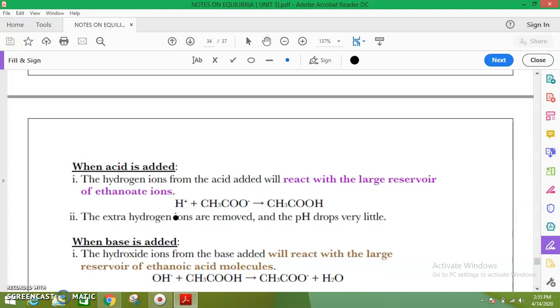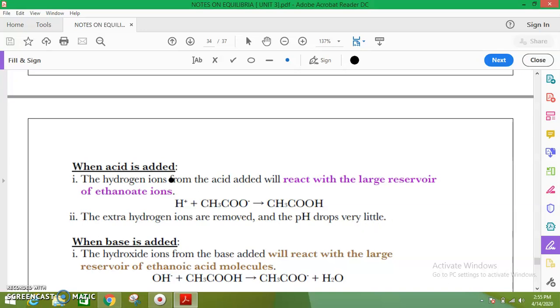What will happen when we add a small amount of acid or a small amount of base to this acidic buffer? What is the change actually? Then we will start the second type of buffer. When acid is added, this is a very important objective, what is the function of the buffer? So you need to memorize, please. The hydrogen ions from the added acid will react with the large reservoir of ethanoate ions. When you add hydrogen ions, they react with the ethanoate ion, the conjugate base, and ethanoic acid is formed. So the extra hydrogen ions are removed and the pH drops very little.